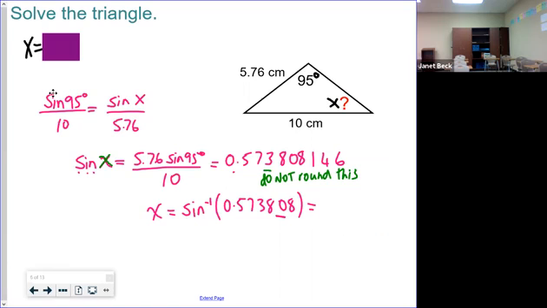I don't know how to do that on this calculator. Okay, no.